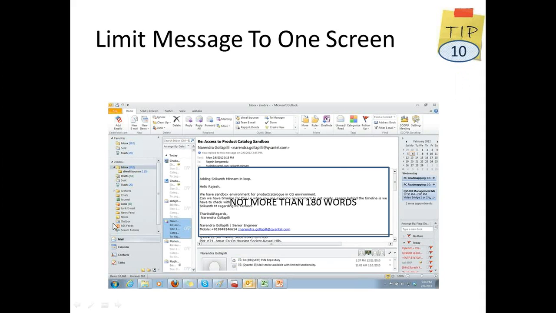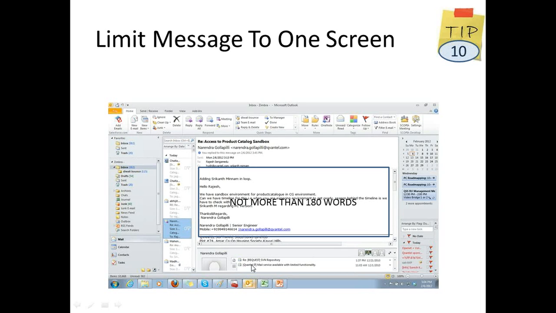Tip number 10 is limiting the message to one screen. I did some research on my own Outlook, and I'm going to share a screen here which shows how my Outlook screen looks. It's a snapshot of my Outlook screen. I have my inbox and outbox here, my inbox mails, my calendar, my to-do tasks and all that stuff, and I've got my preview pane here.